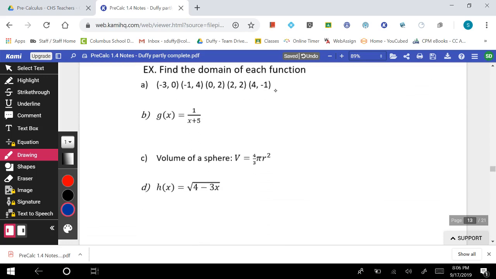To find the domain of a function, this first is just a set of points, but the domain are the x values. So we've got -3, -1, 0, 2, and 4. That is the domain.